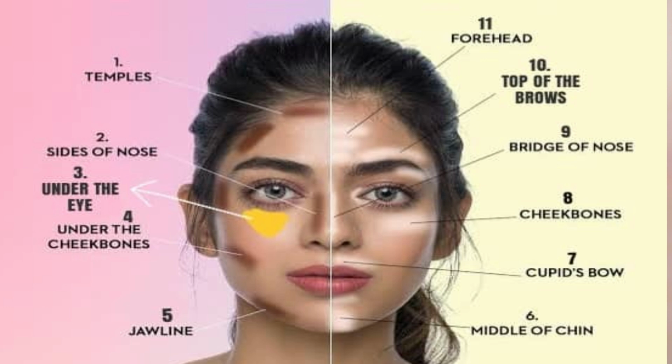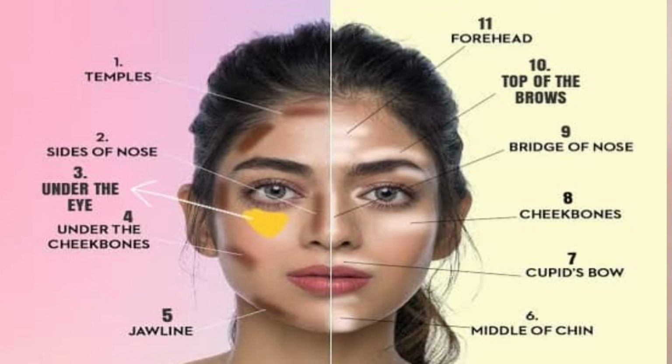Now we go on to the other part of the face. You are seeing the middle of the chin, where you have the highlight color. So when we say apply your highlighter in the middle of your chin, that is what we mean.